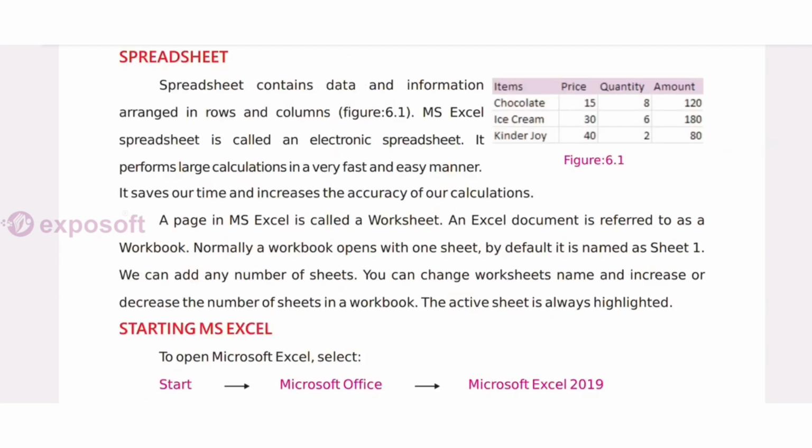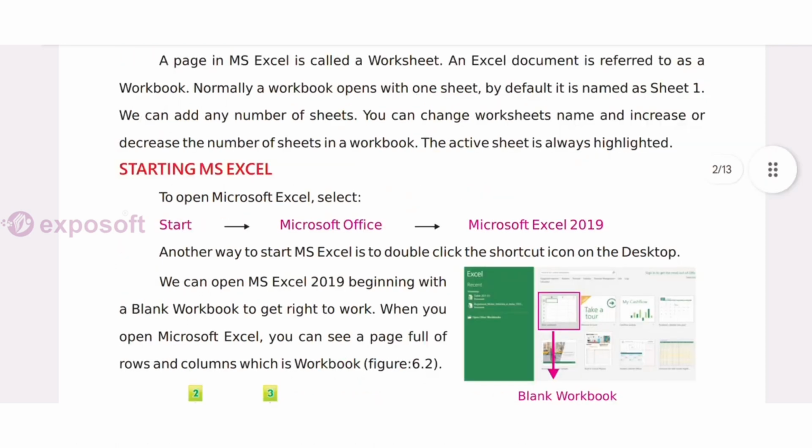Spreadsheet. Spreadsheet contains data and information arranged in rows and columns. MS Excel spreadsheet is called an electronic spreadsheet. A page in MS Excel is called a worksheet. An Excel document is referred to as a workbook.